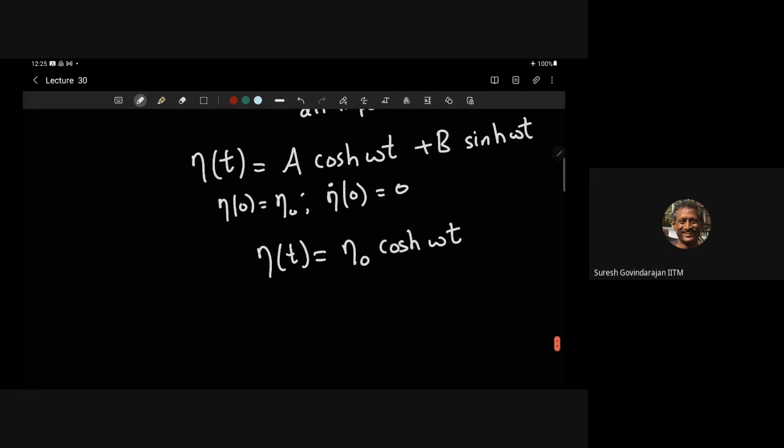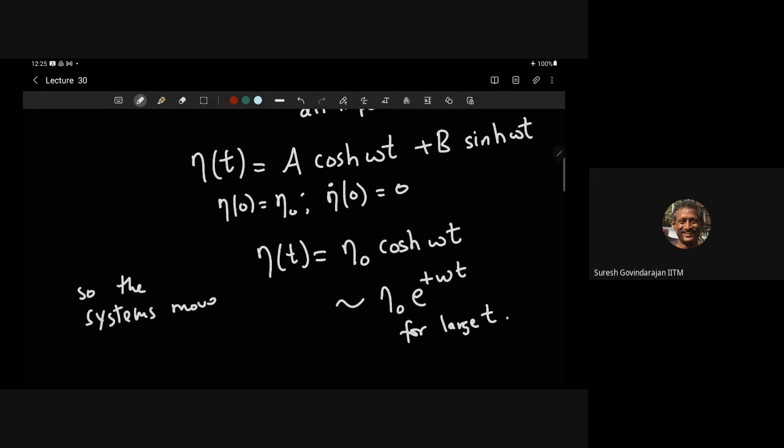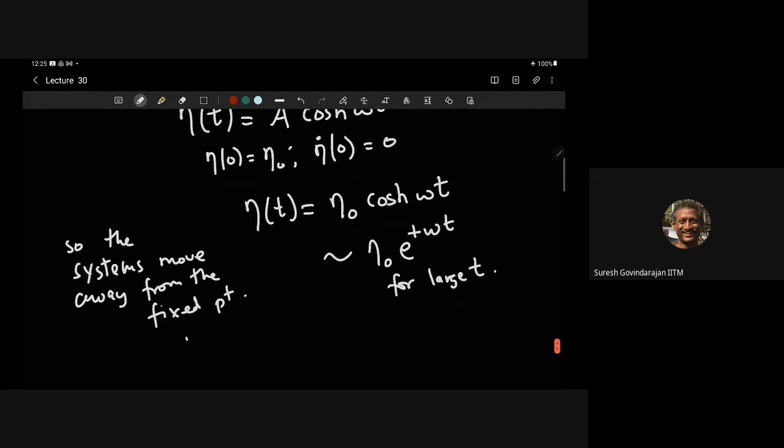And what is the behavior of cosine hyperbolic for large t, large positive t? E power omega t. Okay, so this goes like eta e power plus omega t for large t. So you can see that it goes away, so it diverges. So the system moves away from the fixed point. Okay, so this is unstable. That's why it's unstable.